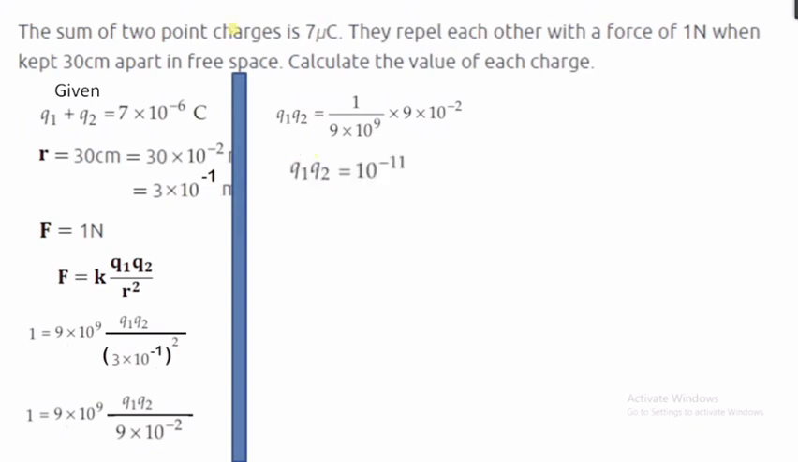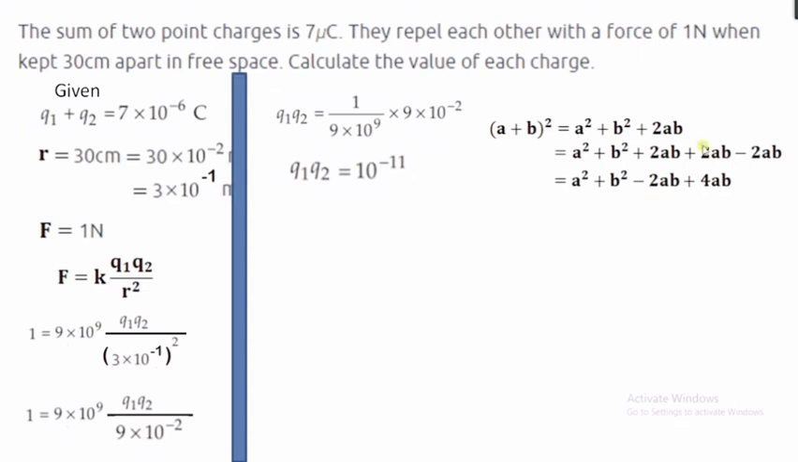Next, Q1 Q2 is 10 to the power minus 11. So we have Q1 into Q2. But we know (a plus b) whole square is a square plus b square plus 2ab. So if you add minus 2ab and plus 2ab, nothing will happen because this will make 0. So we'll get the same equation again.